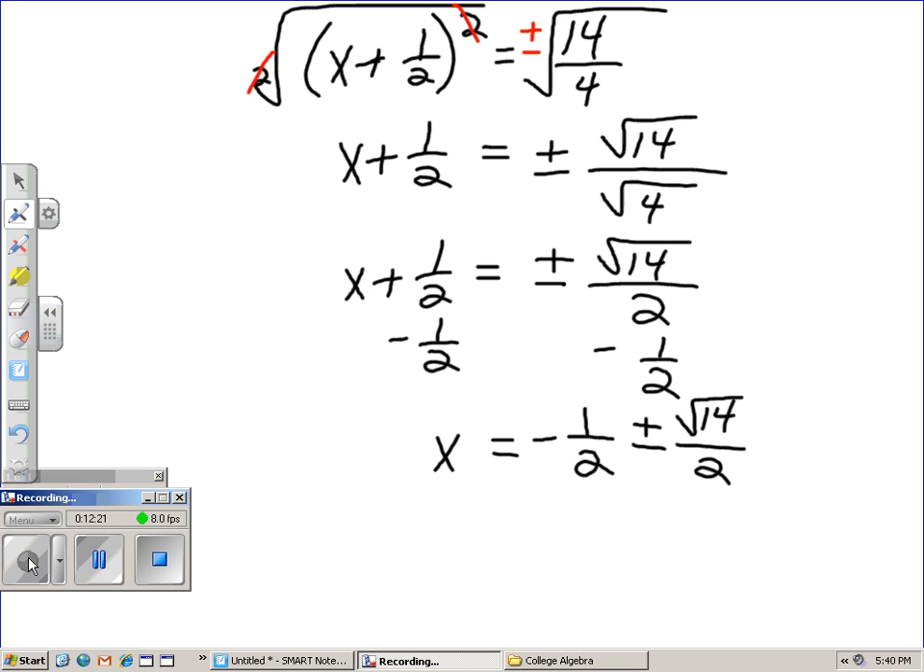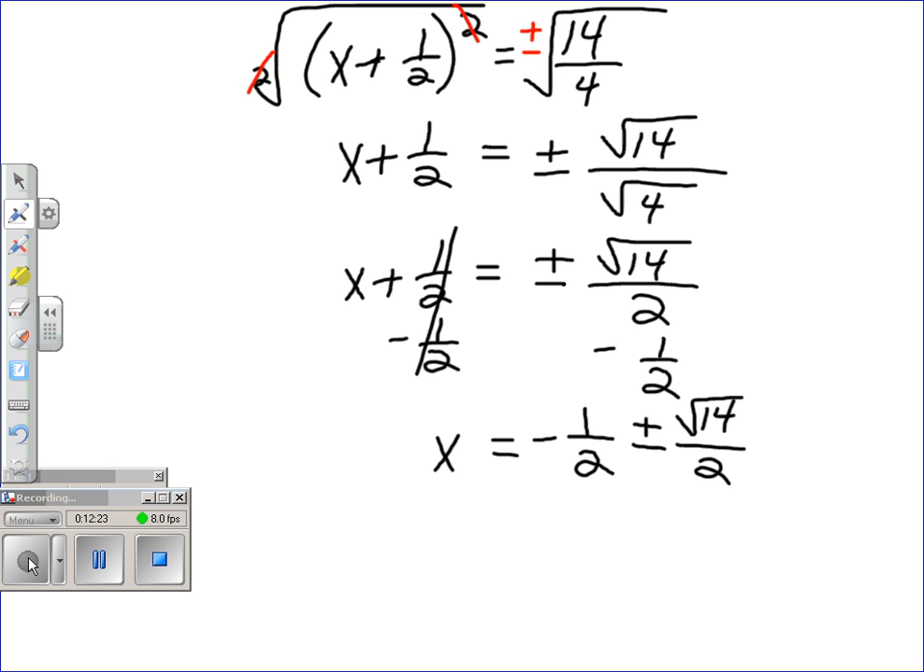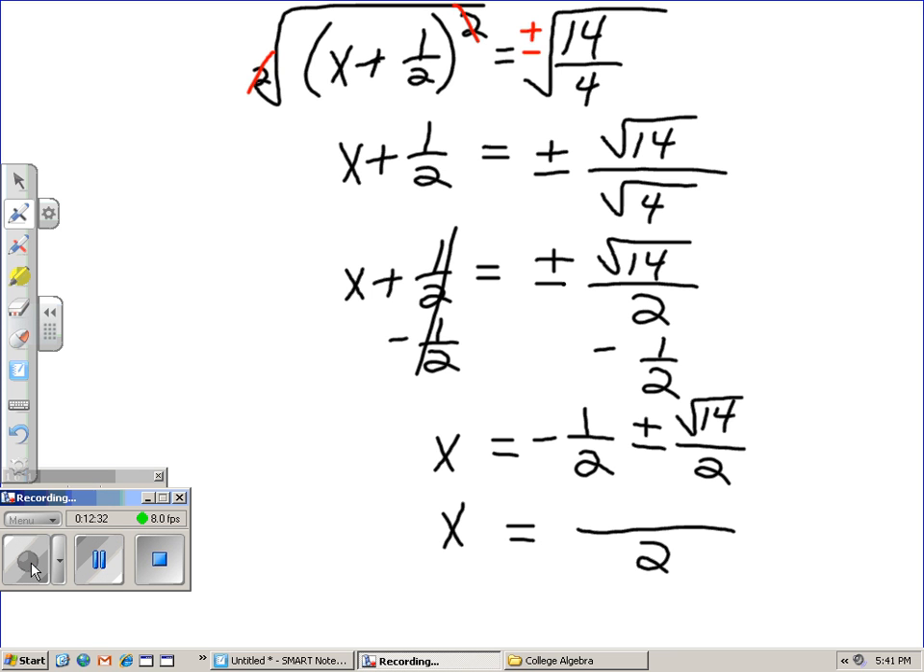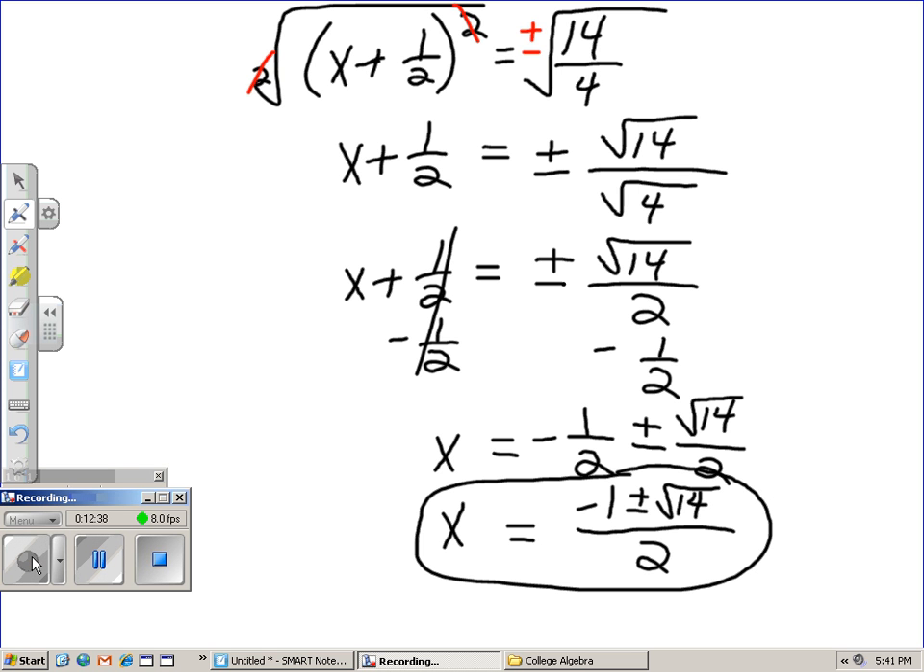To get the x alone, I minus 1/2 from both sides. And I'm going to write it the correct way this time. I'm going to put the real number first, and then plus or minus the square root. Now, since they have a common denominator of 2, I'm going to combine these two fractions into 1 with a denominator of 2. And there's my final answer.